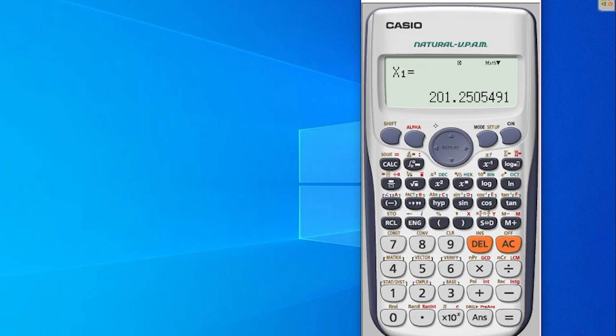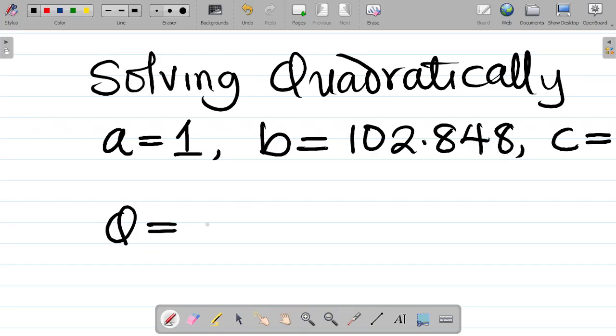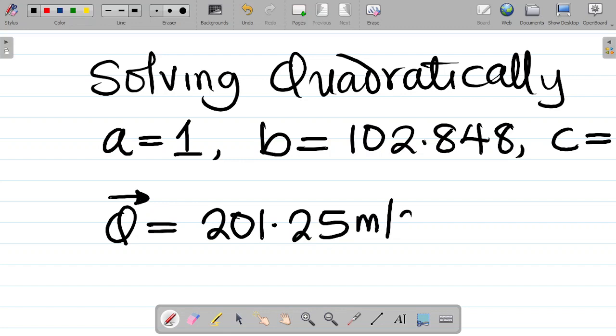You have x1 as equal to 201.25. That means the first value of q is 201.25. Now don't forget that this was a vector. This was in meter per second. If you check the question, P and Q were in meter per second.